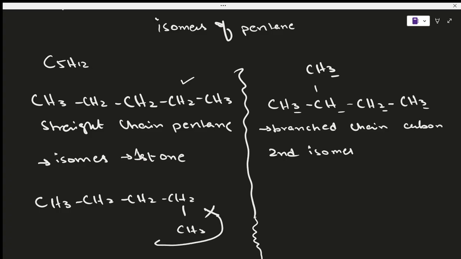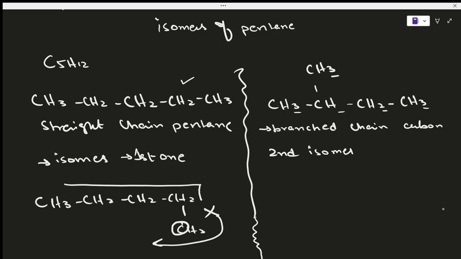Because why? If you look at this again, this is the same straight chain. There is no point of break. The carbon that we are using is a terminal carbon which has the ability to rotate. It can rotate anywhere it likes. This is what we did in the last butane part as well. Okay, so this can rotate. So this is not a different isomer. This is the same structure.